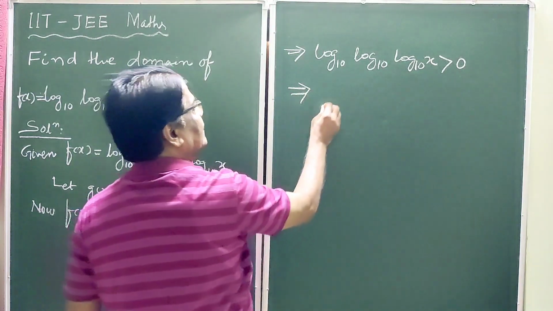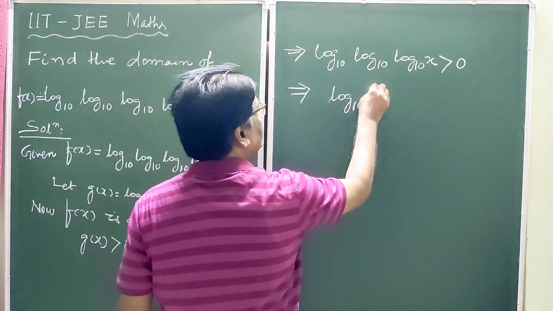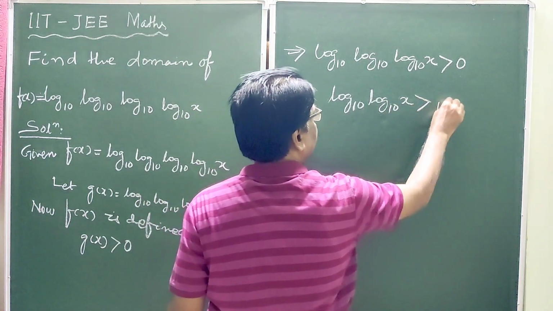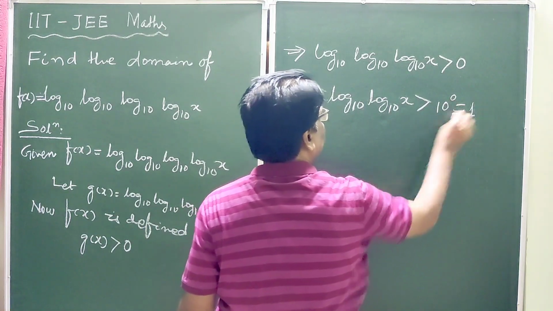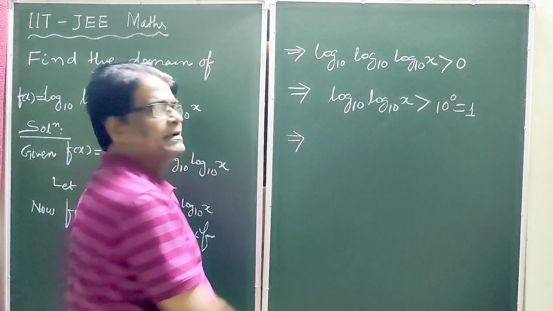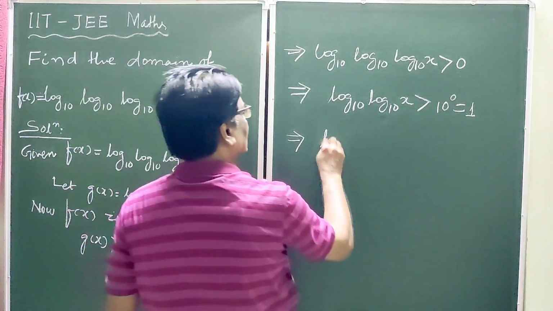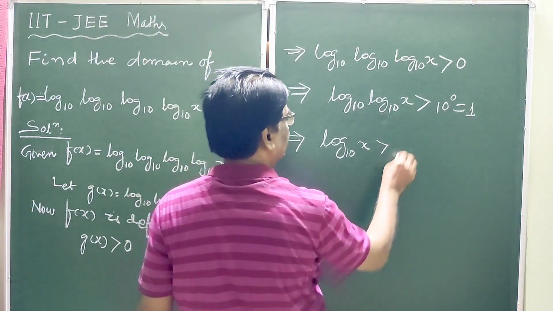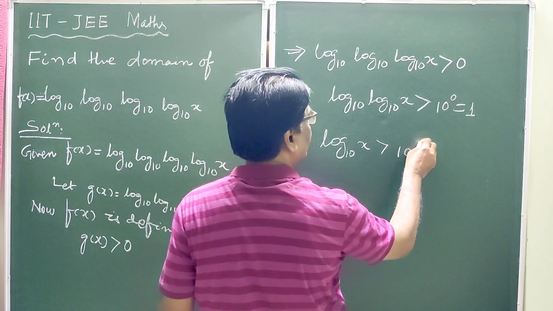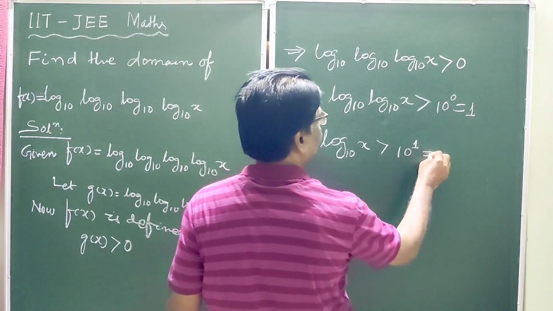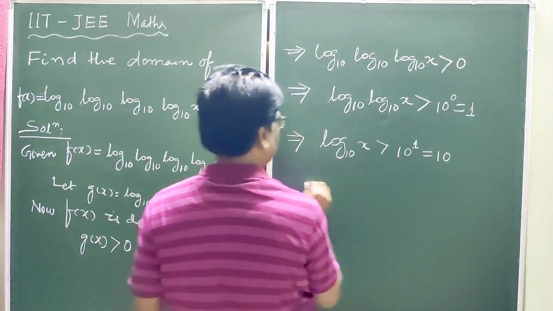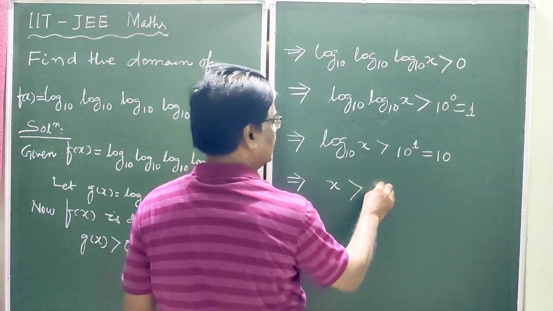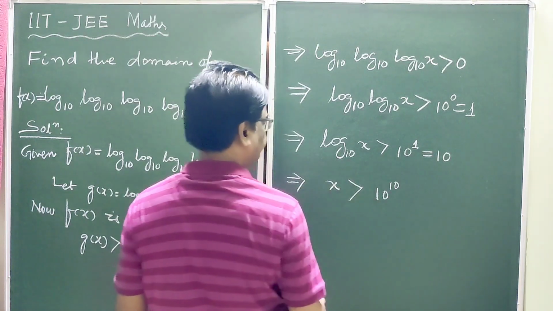This again implies log base 10 of x > 10 to the power 0, which equals 1. Again, this implies log base 10 of x > 10 to the power 1, which equals 10. This implies x > 10 to the power 10.